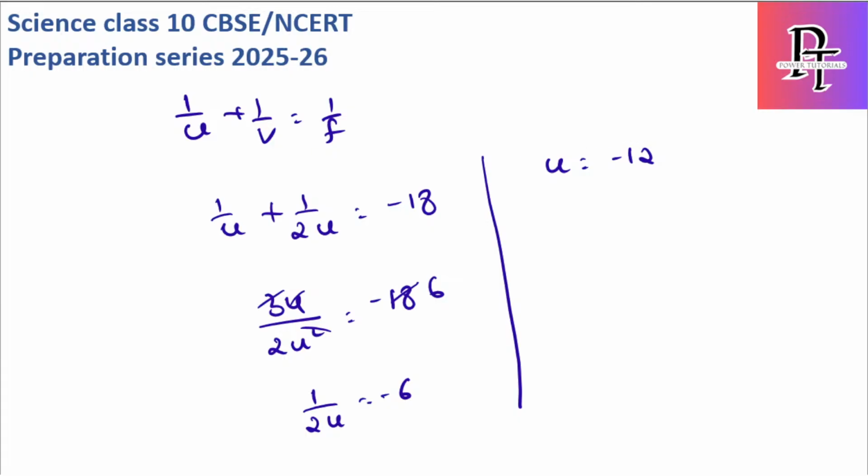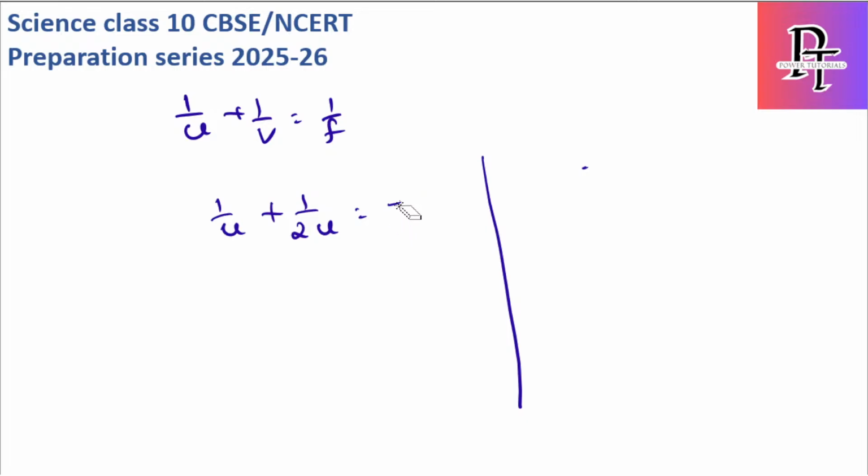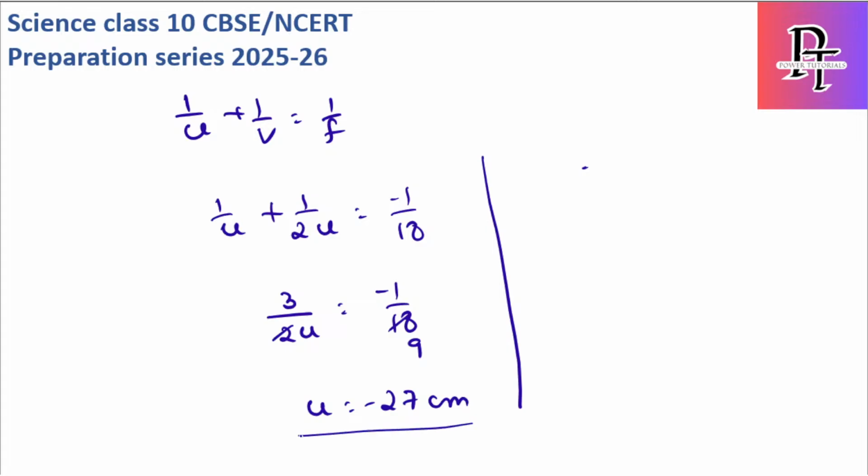Okay, small correction. It's not -18, it is -1 by 18. So 3 by 2u is equal to -1 by 18. 2 ones 2, 9s. So the u value is -27 centimeters. So the object should be placed at -27 centimeters from the pole.